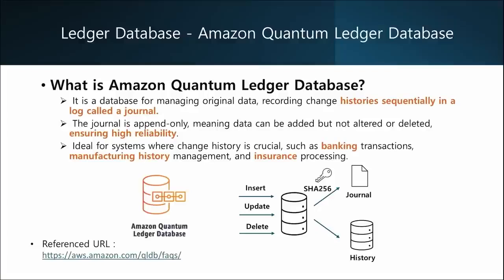Next, let's learn about Amazon Quantum Ledger Database, which is a ledger database. A ledger database is used for data structures where change history is important. This change history creates a concise summary using SHA-256 encryption. This concise summary is commonly called a digest, and this digest is used as evidence of the change history and is stored in a journal.